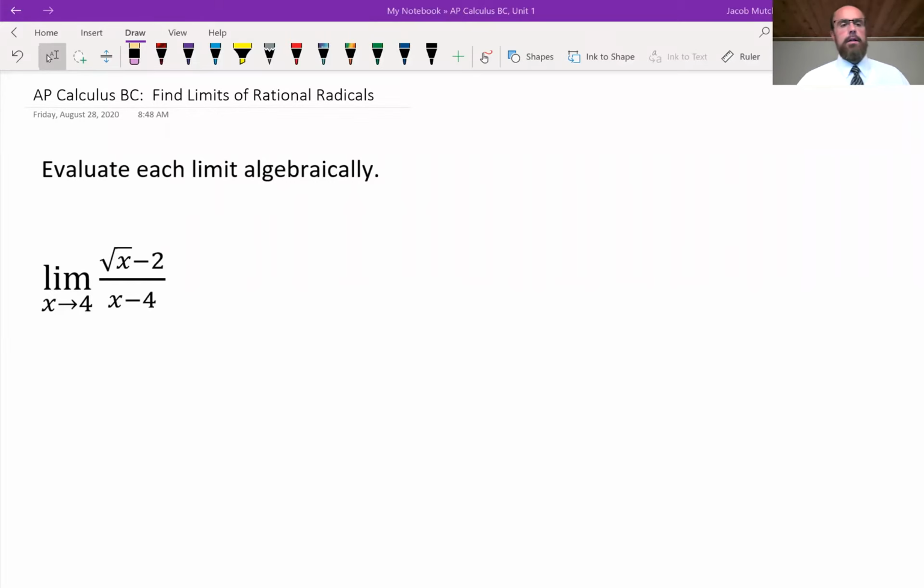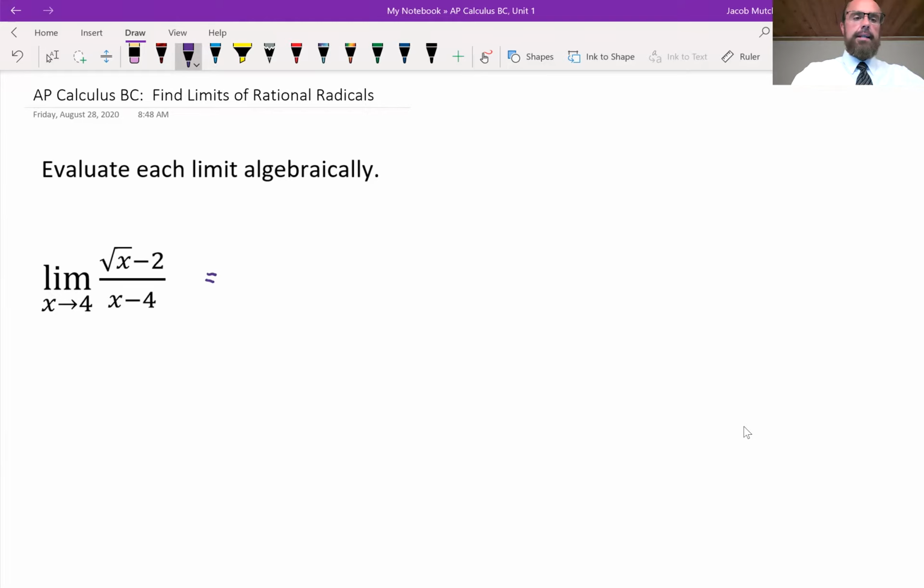So you'll see our first limit here is as x approaches 4, we want to find the limit for the function the square root of x minus 2 over x minus 4. Let's see why we need an algebraic strategy. Up till now, what we've focused on is direct substitution or graphing. So a good place to start always is direct substitution with limits. Let's just see if that will work here.